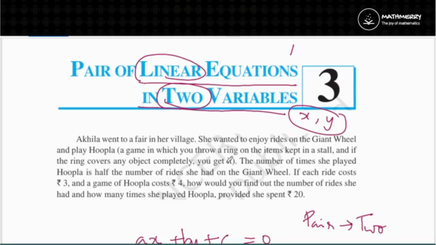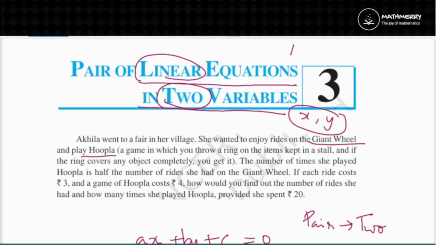Let's say Agila went to a fair in her village and she wanted to enjoy rides on the giant wheel and play hoopla. It's a game in which we throw a ring on the items kept in a stall, and if the ring covers any object completely, you get it. Okay, that's a game. You might have seen it in videos or you might have actually played it. So these are the two things that Agila wants to do at the fair: one is the giant wheel and one is hoopla.